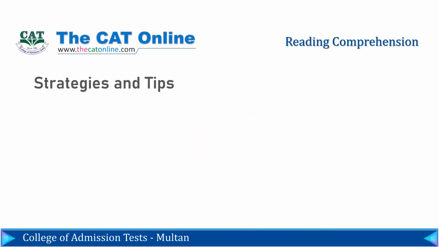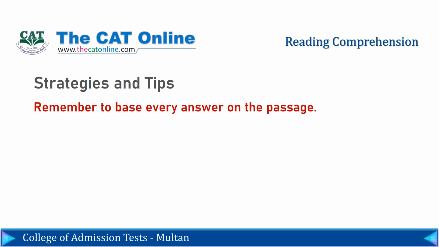The reading comprehension questions on the GRE are pretty straightforward, and there's not a lot of fancy formatting to make them tricky, but here are some tips for approaching them strategically. Remember to base every answer on the passage. The questions may ask you about the content of the passage, or they might ask you about the structure of the author's argument. But they will always be based on the passage and nothing else. You don't need any outside information.